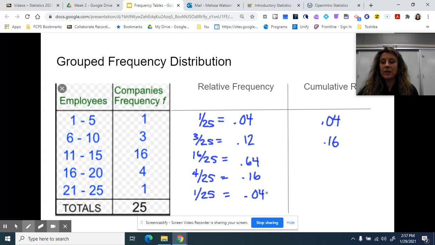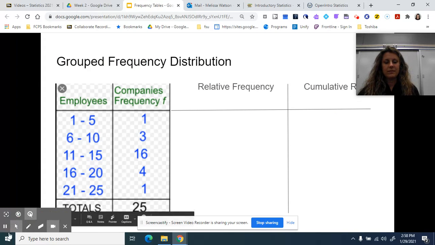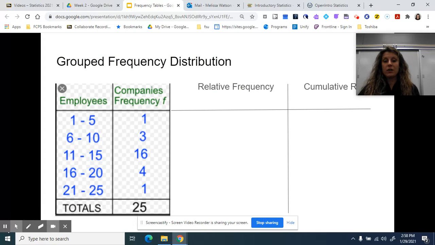If I add on the next one, 0.16 plus 0.64 gives me 80% of companies have 15 or fewer employees. If I add on the next one, 96% of companies have 20 or fewer employees. And lastly, I get 100% of companies have 25 or fewer employees, again, according to this distribution. Okay, this concludes our notes on frequency distributions, both ungrouped and grouped.